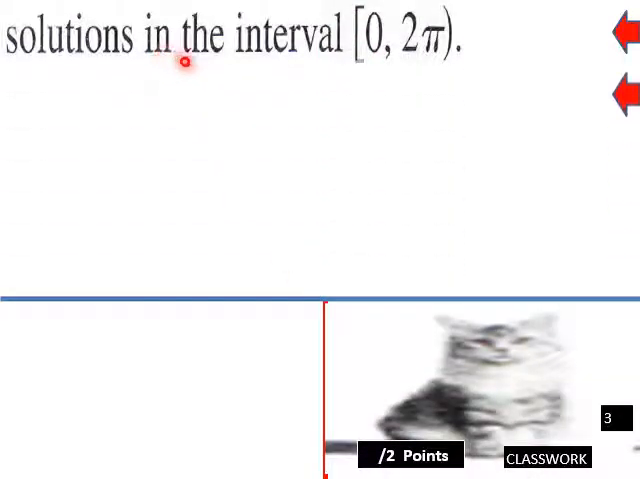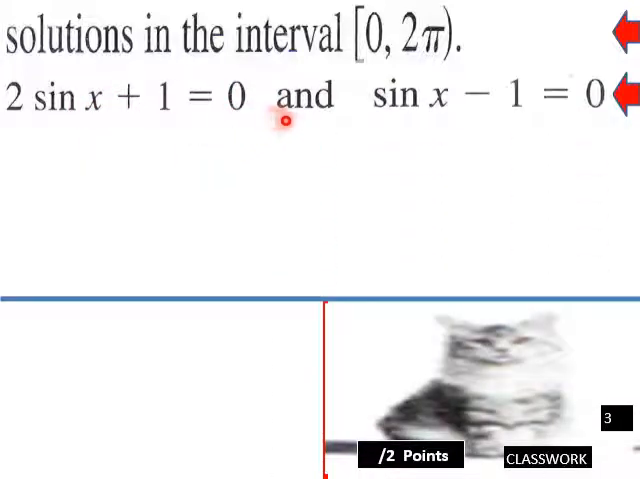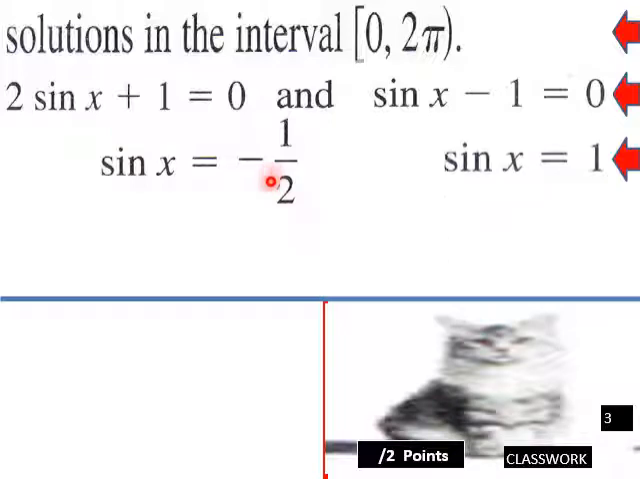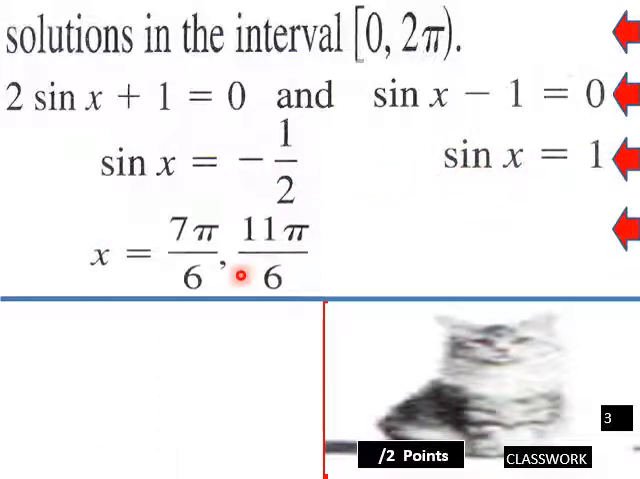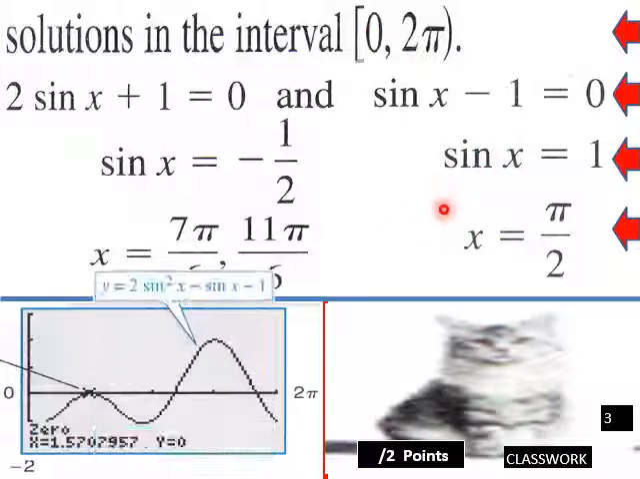In the interval 0 to 2 pi, 2 sine x plus 1 equals 0, and sine x minus 1 equals 0. When you solve, you have sine x equals negative 1/2 on this side, and on this side you have sine x equals 1. Sine x equals negative 1/2 would be 7 pi over 6 or 11 pi over 6 in this interval, and sine x equals 1 would be x equals pi over 2.